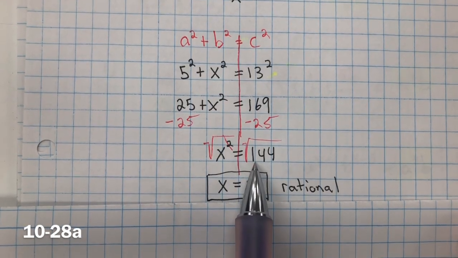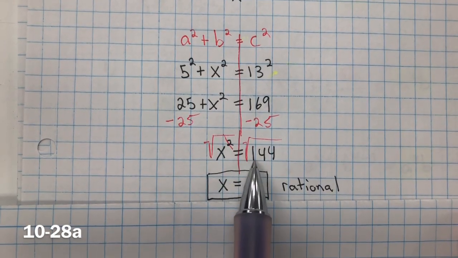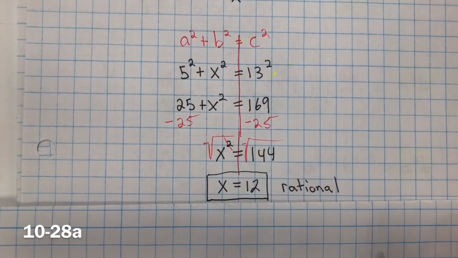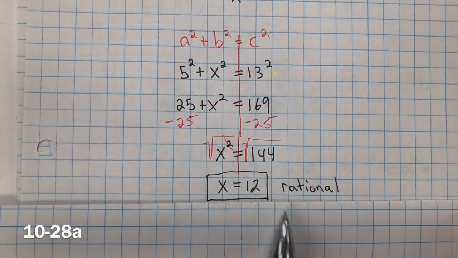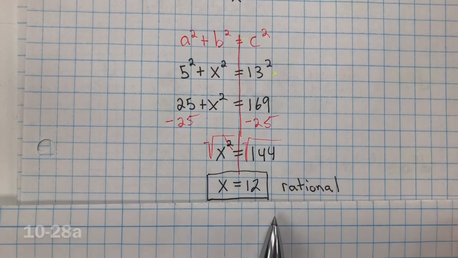Any perfect square is going to be rational. Square root of 144 is 12. Square root of 25 is 5. Those are perfect squares. Those will also be rational.